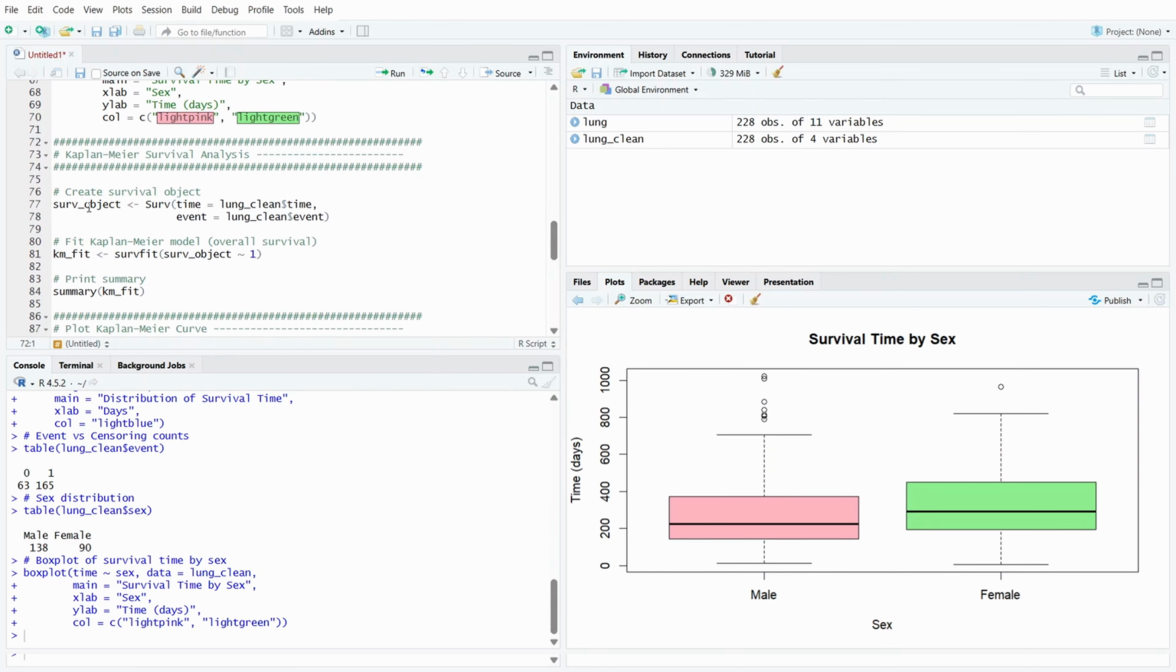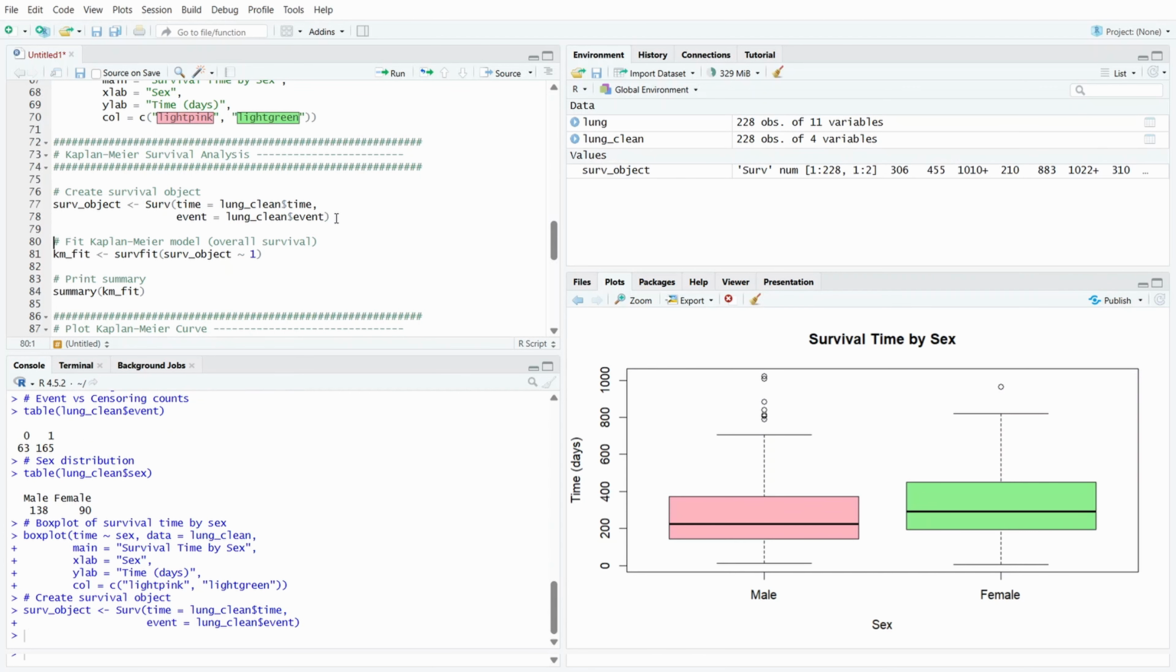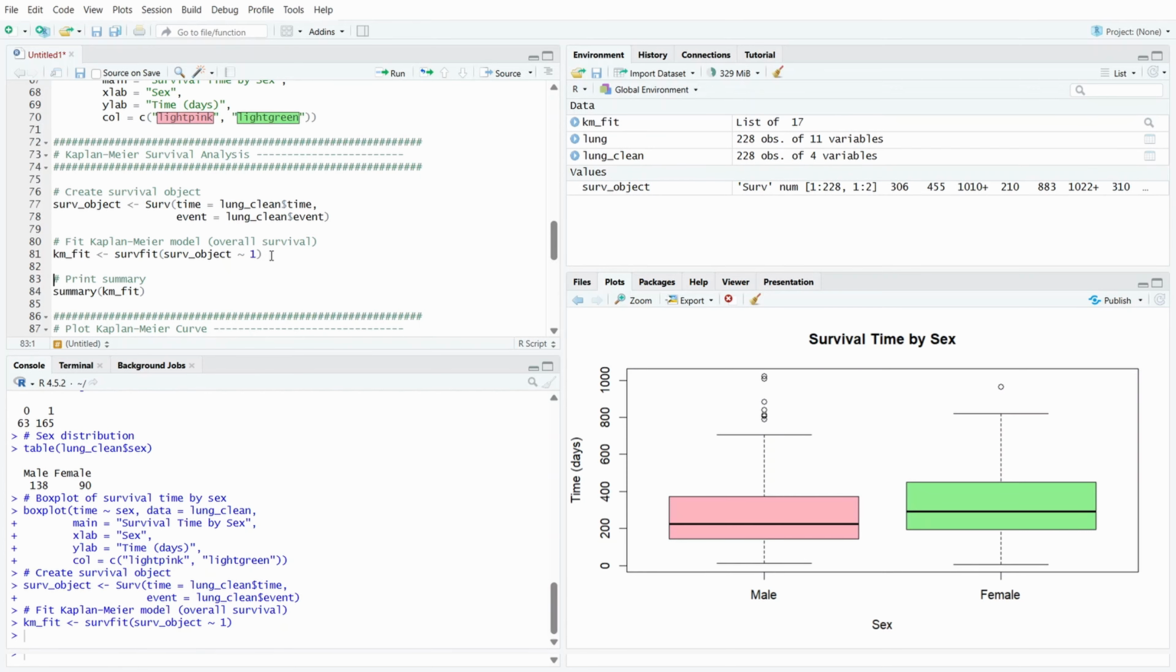We begin by creating a survival object using the Surv function, which combines the survival time and event indicator into a format suitable for analysis. This object is fundamental to all survival models in R. We then fit a Kaplan-Meier model to estimate overall survival. This model calculates the probability of surviving beyond different time points, taking into account censored observations. We can also print a summary of the model to see survival probabilities at various times.